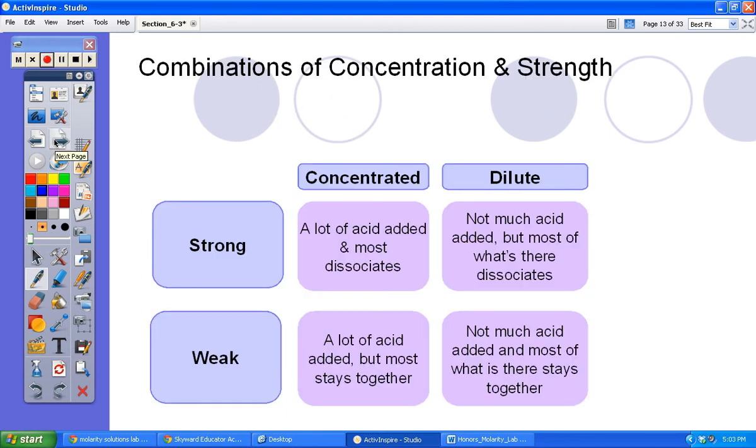So concentration versus dilute and strong versus weak. Here's a table that summarizes that. Strong acids react a lot, weak acids don't. Concentration also plays a part. If it's concentrated, there's a lot of it. I'll put a positive sign here. If it's diluted, there is maybe less of it. Here, a negative sign.